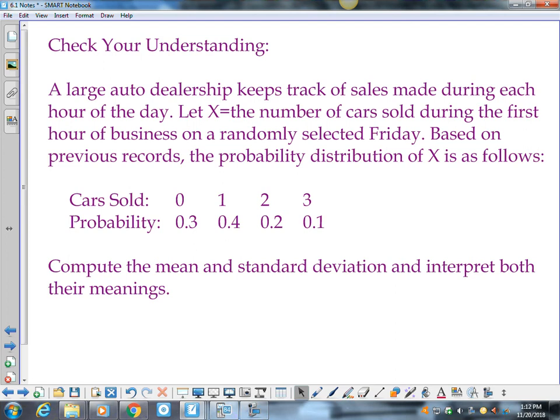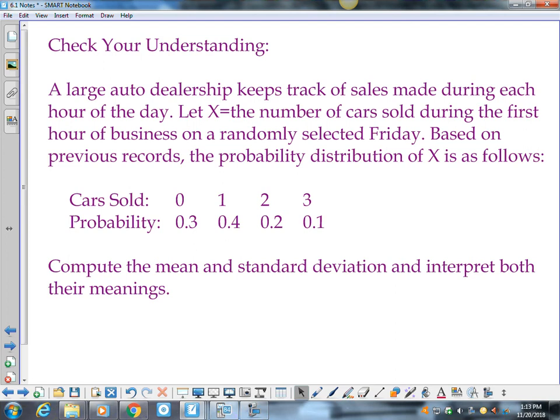So we have a large auto dealership. And they keep track of sales. Now this is on a Friday. If I'm working Friday, do I want to work in the third hour of Friday? What is this 0.1? What is this 10%? 10% of the cars sold get sold during the third hour of Friday. Oh, that's right. This is cars sold, not hours. You're right. This is 3 cars.